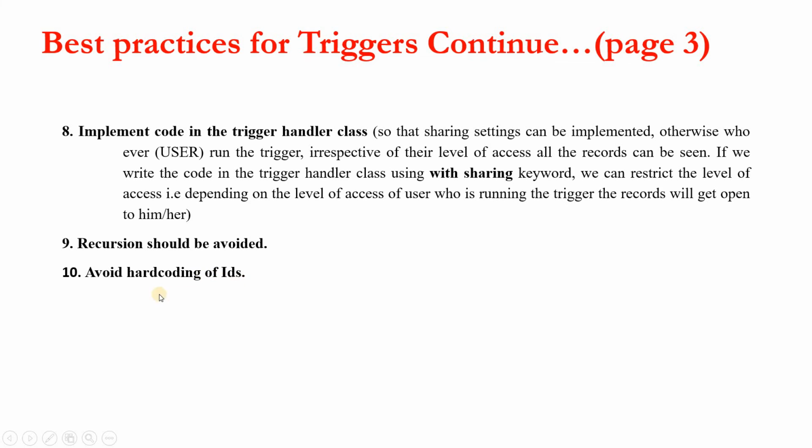Avoid hard coding of IDs. That means your trigger should not work only for a particular record ID which is given. Your trigger should be generic. Your trigger should work for any kind of records. That means you should not write the IDs, you should not hard code the IDs in the trigger.